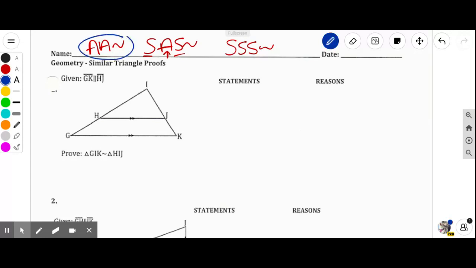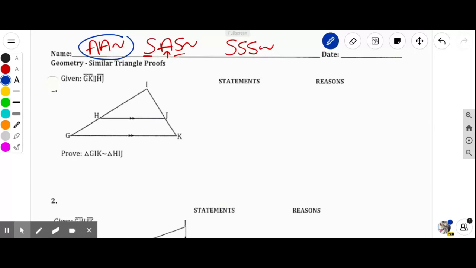Now when we do proofs with similar triangles, I would say 95% of them are going to use angle-angle, just because in a proof we haven't really learned how you would write that sides are proportional. There are some cases where you're given that sides are proportional, and then you would just have to show that a pair of angles are congruent. There's actually one of those in here, but typically, for the most part, you're going to use angle-angle.